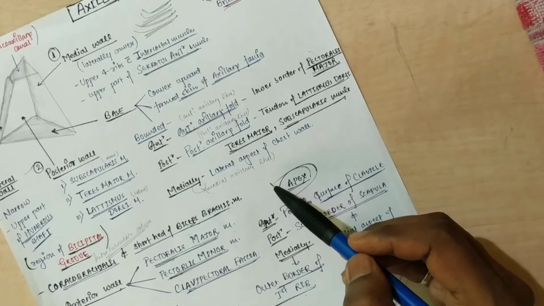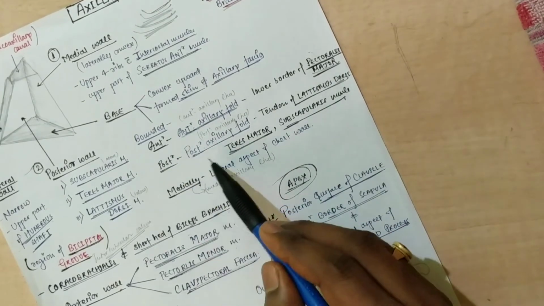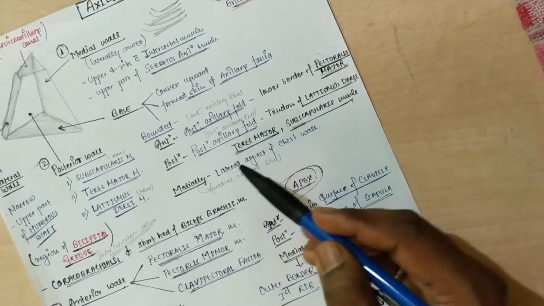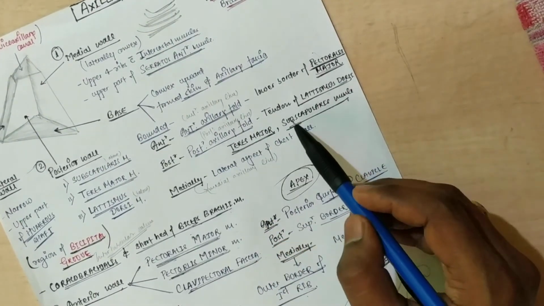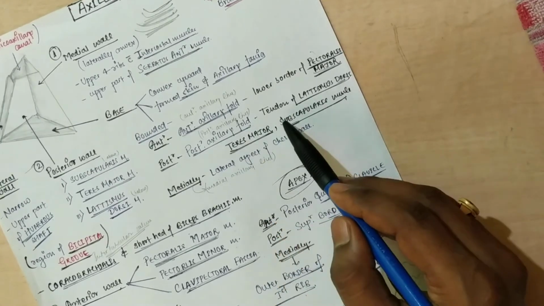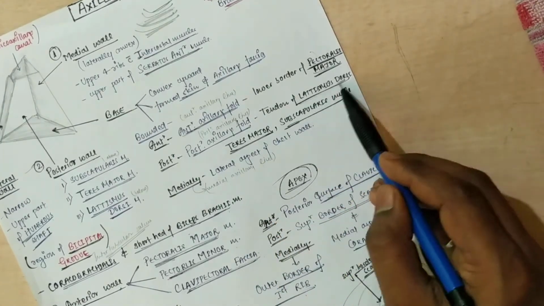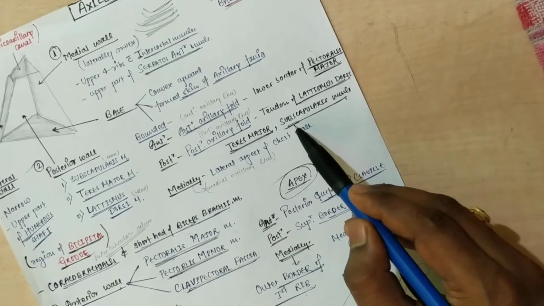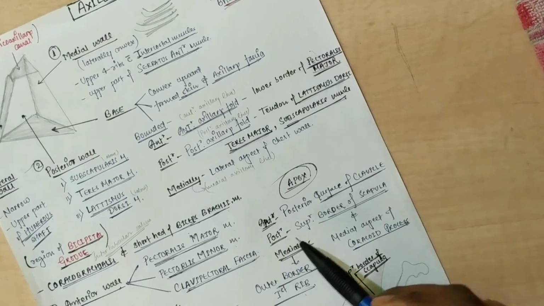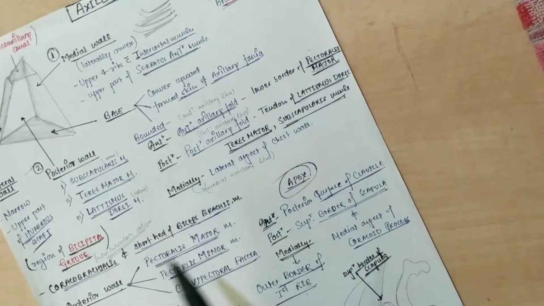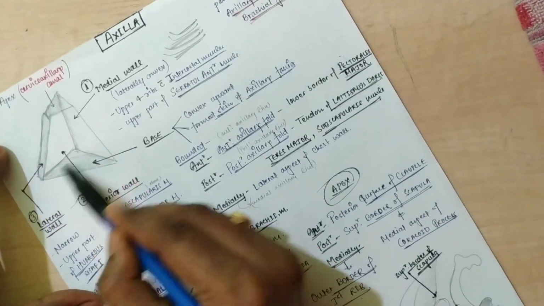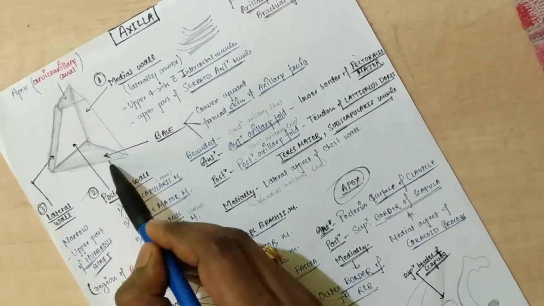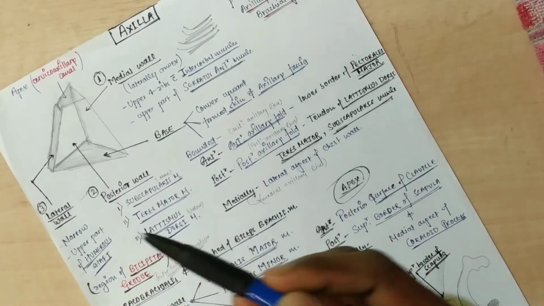And posteriorly it is formed by the posterior axillary fold or posterior axillary line. It is formed by the tendon of the latissimus dorsi muscle, teres major muscle and subscapularis muscle, and it is medially bounded by... look, this one is the anterior boundary, this one is the posterior boundary, and this one is the medial boundary.